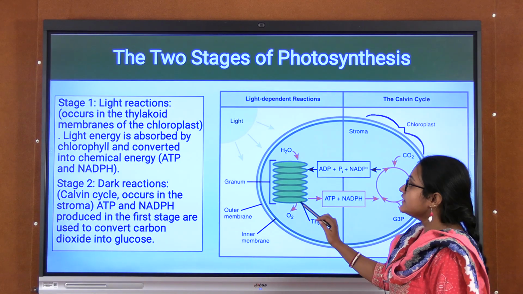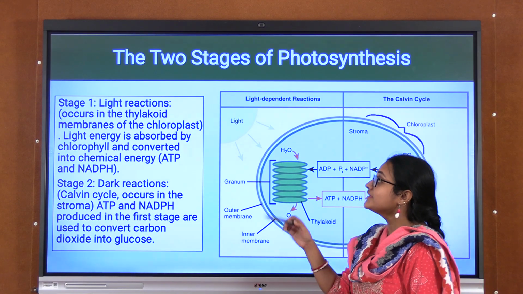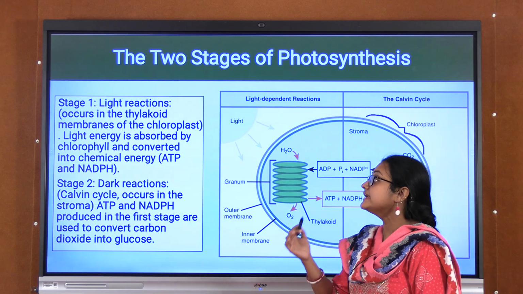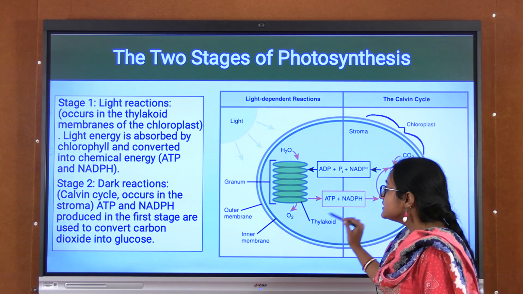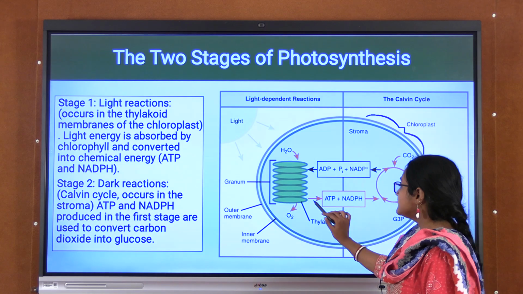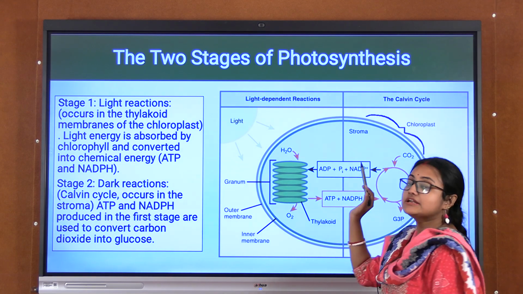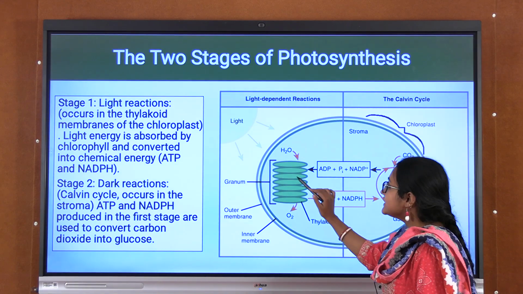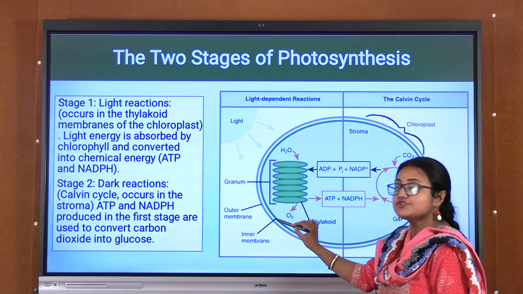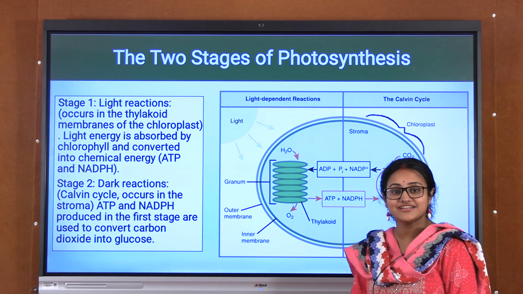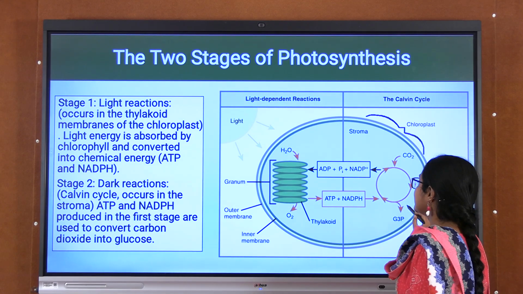In the light reactions, with the help of sunlight, ATP and NADPH are produced. This is the light reaction. This is the Calvin cycle, or the dark reaction. The ATP and NADPH produced by the light reaction are further utilized for the dark reaction.